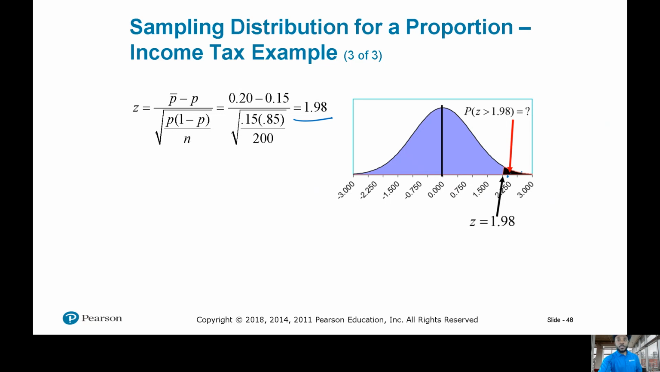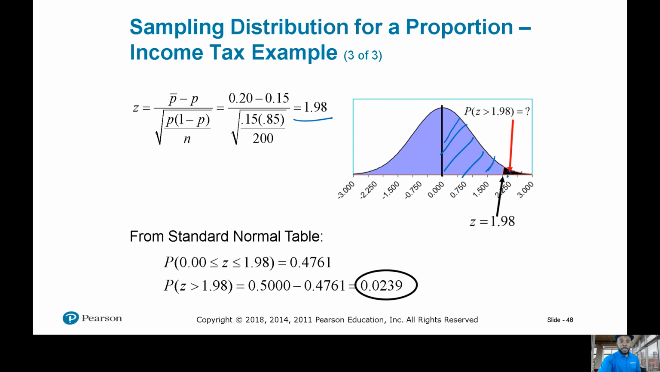Now, again, you can use your standard normal table, you can use Minitab, or you can use your calculator to find this area. If you're using your textbook, you first find this area, and then you subtract from 0.5 to get the area of interest. In your textbook, this area here is 0.4761, and the area of interest is 0.5 minus that, and that gives us 0.0239.